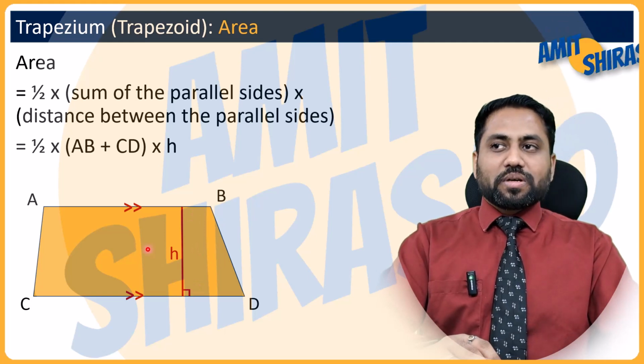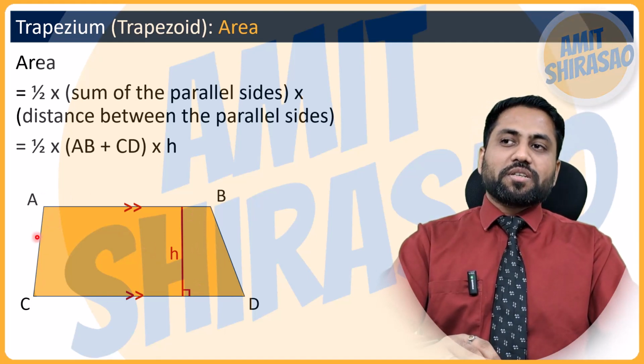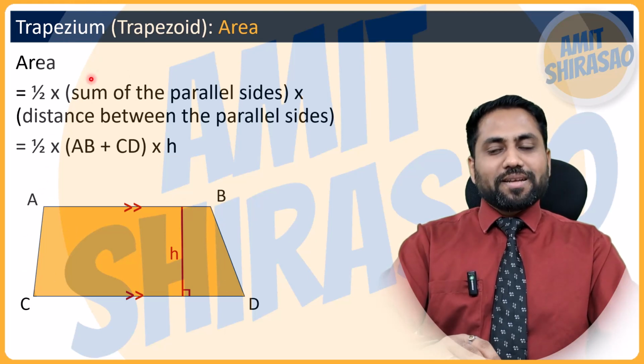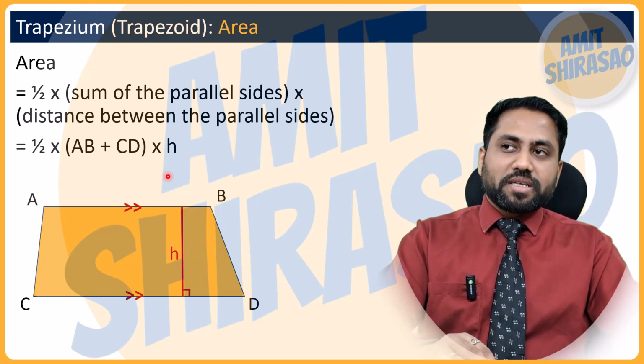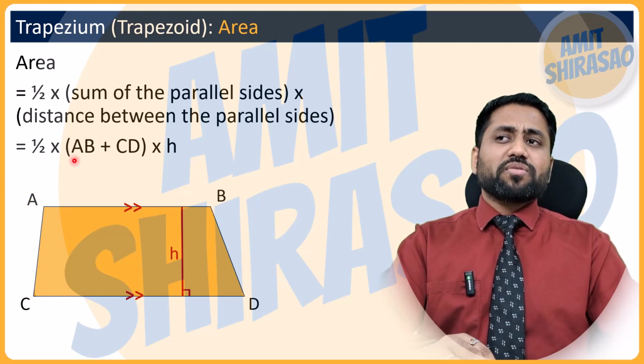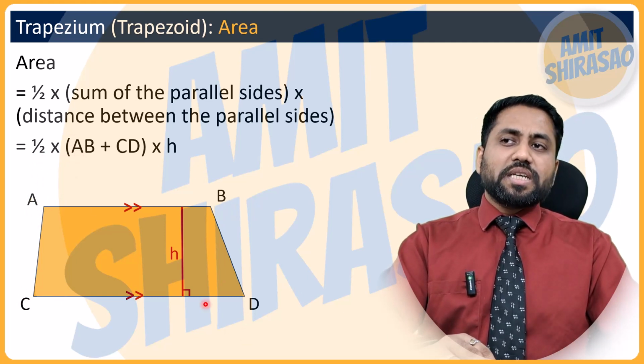So the area of the trapezium is what? Area of the trapezium is the area of the bigger triangle minus the area of the upper triangle, which is cut off, right? And if you go about it, you will finally get to this equation: area of this trapezoid is equal to half of (AB plus CD) into height.